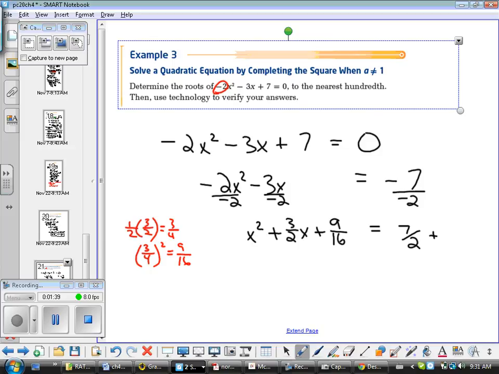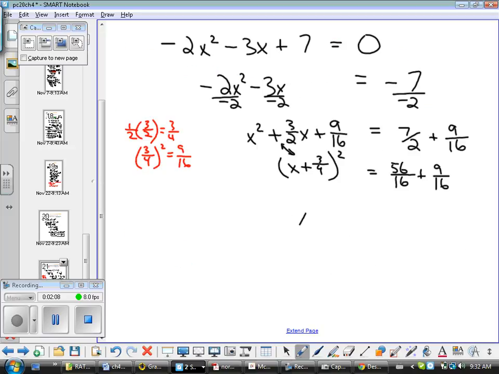And same thing here. I don't want to change the fact that it's equal. I need to add the same thing to both sides. And so this becomes x plus, and then half of 3/2 there, so 3/4, squared. I match these signs up. And that's equal to 7 over 2, that's 56 over 16 if you multiply top and bottom by 8, plus 9 over 16. So I can write that as x plus 3/4 squared equals 65 over 16.